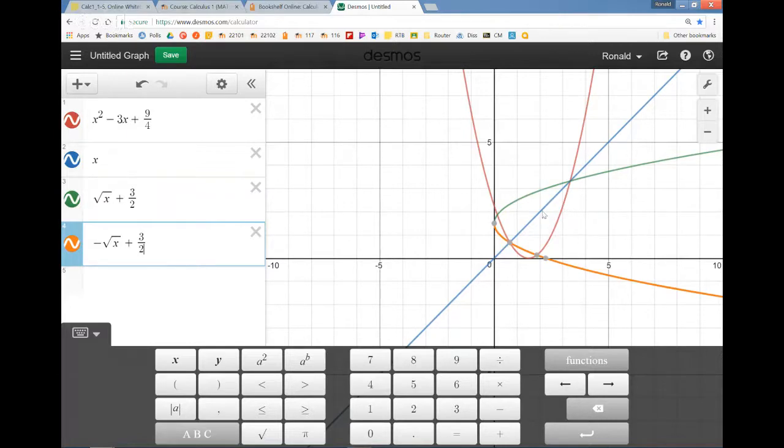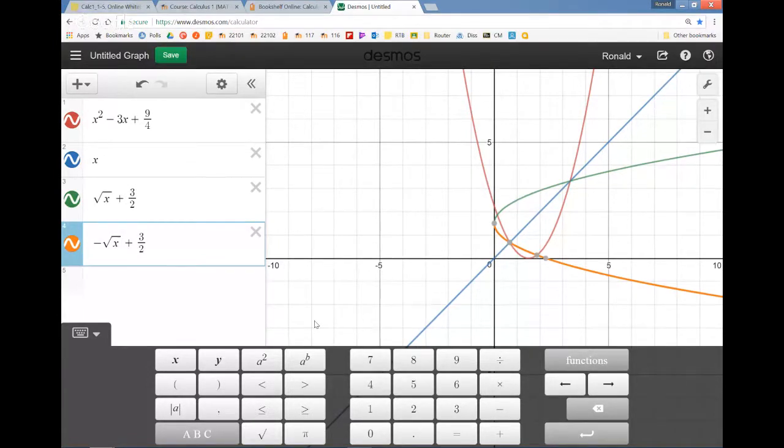But you notice something here. The red curve, the one we started off with, x squared minus 3x plus 9/4, is a function. It passes the vertical line test. When we looked at the green, that is a function. When we took the other part, the plus and the minus, then this fails the vertical line test. So the inverse is no longer a function, but it's still an inverse, and that's important.